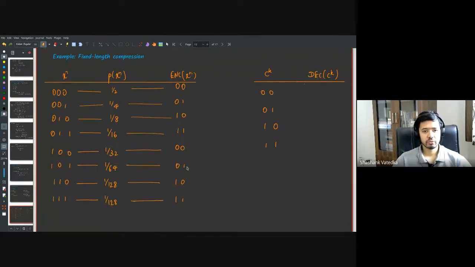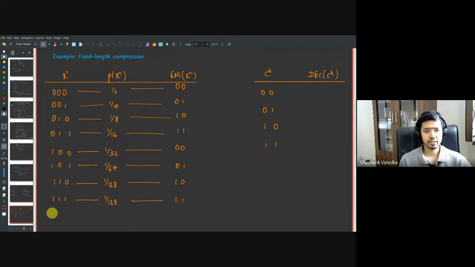So let's see an example of fixed length compression. Let's assume that it's a toy example. Let us assume that the input sequence, the source, is a sequence of length 3. These are all binary sequences, and associated with each sequence is the probability of occurrence of that particular sequence. Our goal is to compress sequences of length 3. These are all the possible raw files that can occur, all the possible X^n. These are binary, so it can vary from 000 all the way up to 111.